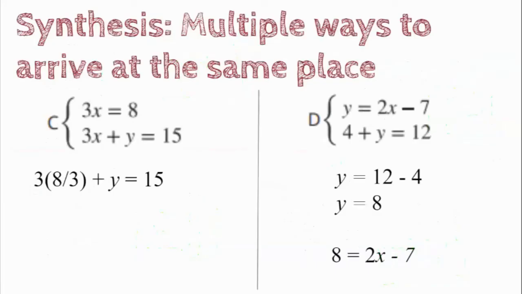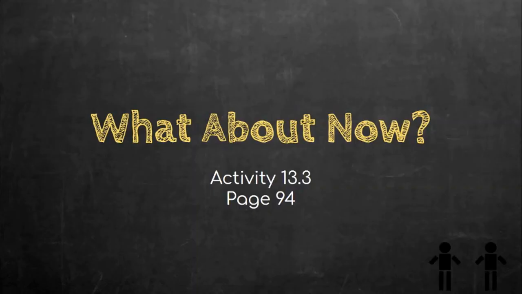One thing to notice about solving systems of equations is that there's always multiple ways to get to the same place. For example, in C, you could have solved for x, so x is equal to 8/3 in the top equation, and then substituted in 8/3 for x into the bottom one. Or even for D, you could have solved for y in the bottom one, so y is equal to 8, and then substituted in 8 for y in the top. All of these methods work. You choose which one is best for you. We're going to move on to the next activity.